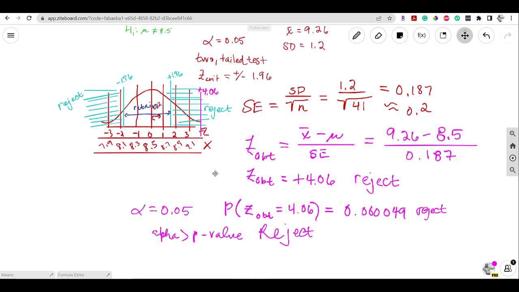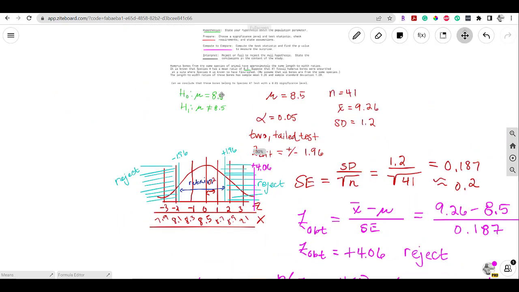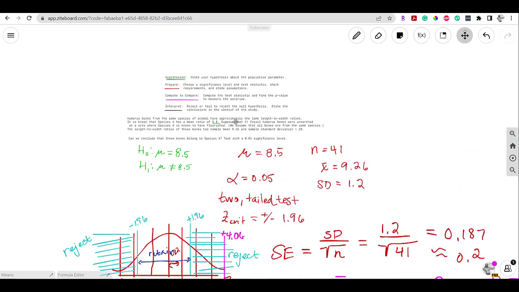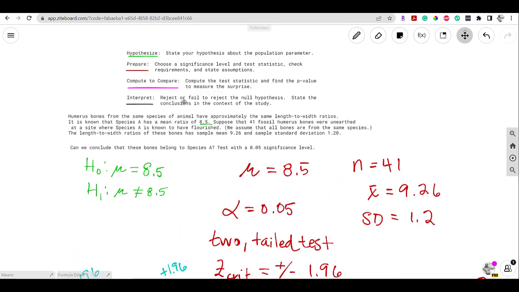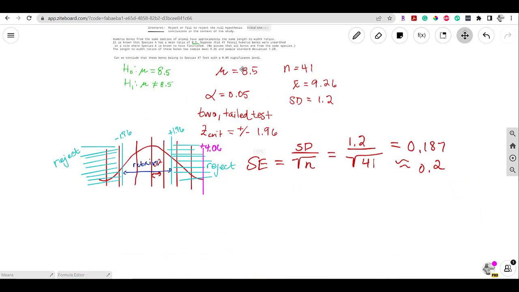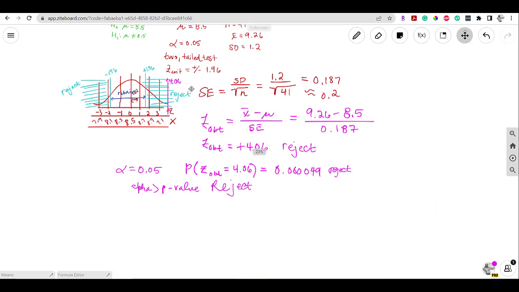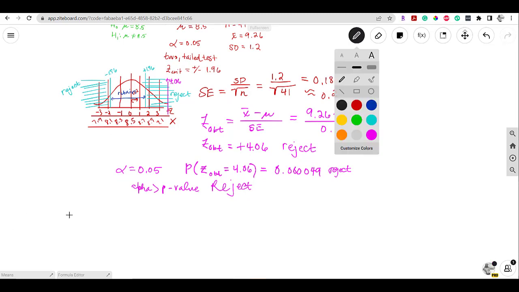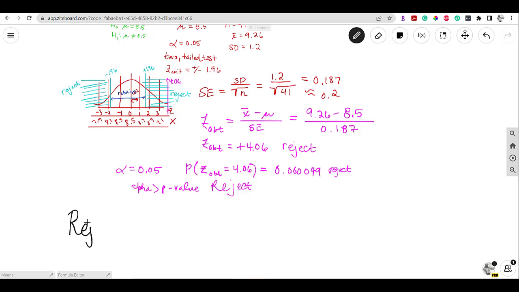Okay, the last part is that we want to interpret the information right here: interpret, reject, or fail to reject the null hypothesis, and state the conclusion in the context of the study. All right, so at this point, we are going to make a decision to reject, right? Everything is telling us to reject. So here's my black pen. We are going to reject the null.